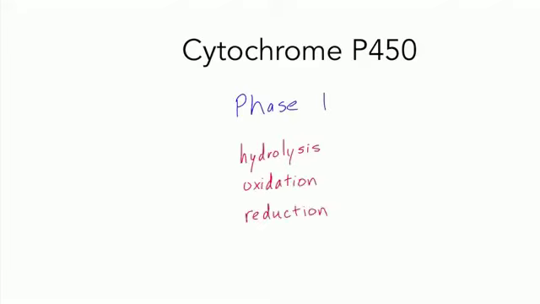And what kind of reactions did we say cytochrome P450 enzymes catalyze? Is it phase 1 or phase 2? P450 enzymes tend to do phase 1 reactions. And what are the phase 1 reactions? Hydrolysis, oxidation, and reduction. Great job.